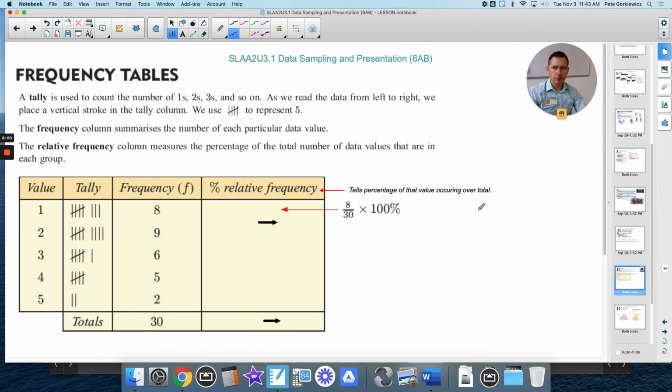All right. We can make a frequency table, like I said before, with a tally, how many times a 1 comes up. Maybe these are AP scores or something like that.